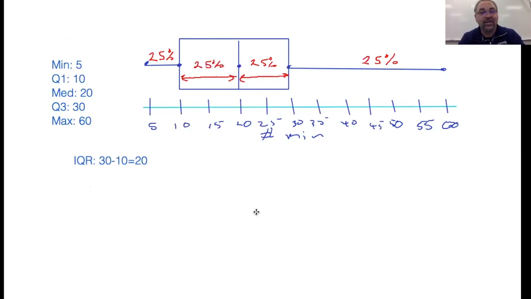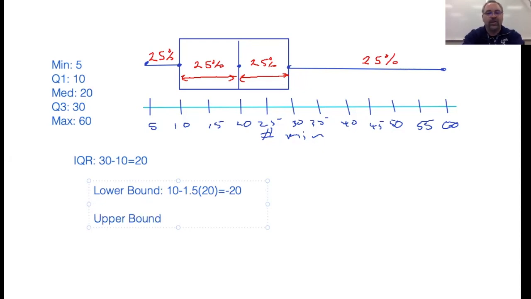So if we come back to our data set, okay, maybe I'm the only one. That's all right. When we come back to our data set here for the commute times in North Carolina, my lower bound for my outliers then, take that Q1, which is 10, and subtract 1.5 times the IQR. Well, remember, that was 20. Well, 1.5 times 20, okay, that's 30. So 10 minus 30 is negative 20. Well, nobody has a commute time below 0. So yeah, there's no low outliers.